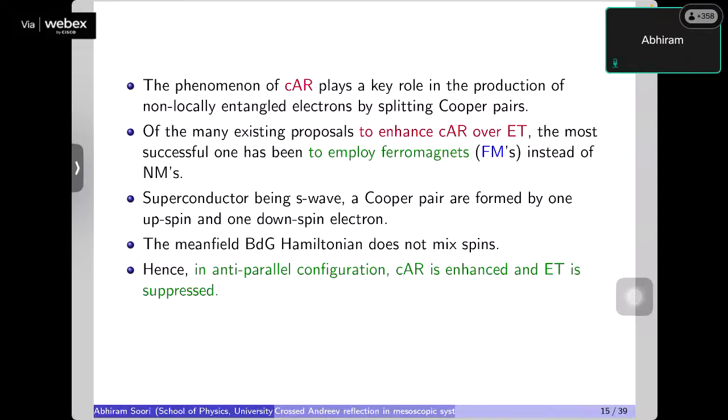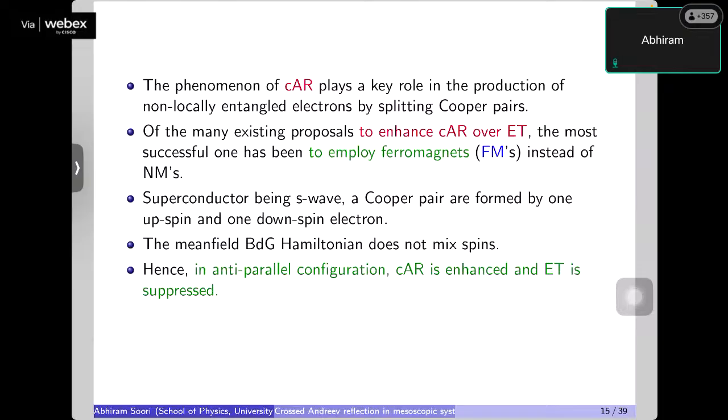Now, if you connect ferromagnets instead of normal metals, in anti-parallel configuration, where a ferromagnet means spin-polarized electrons. So there is one ferromagnet, let us say, with only up spin electrons, and in the other ferromagnet there are only down spin electrons. Then when you insert an electron from one ferromagnet, it needs another electron of the opposite spin to form a Cooper pair, and that is picked up from the other ferromagnet. That is why you can use ferromagnets in the anti-parallel configuration to enhance cross-Andreev reflection.